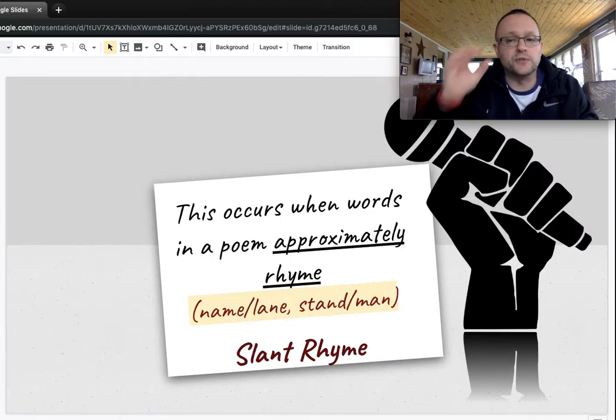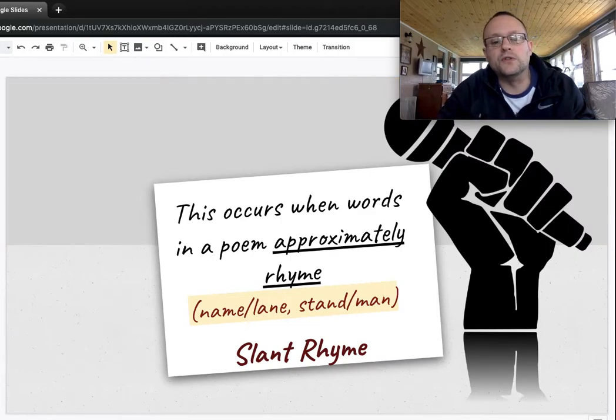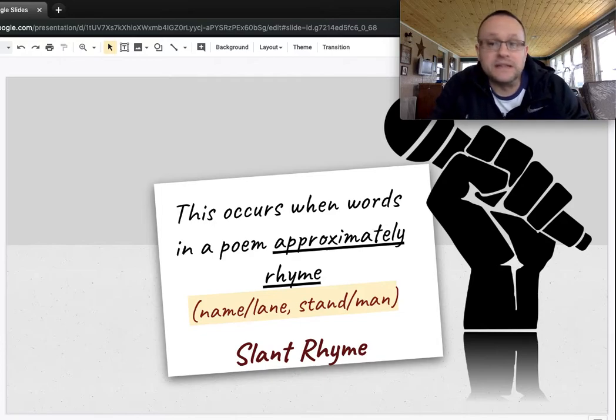Slant rhyme is also called approximate rhyme, where this is when you do have words in a poem that are considered to be rhyming, but they don't necessarily truly rhyme. So if I say the word name and I say the word lane, the M sound and the N sound are clearly different. But when the word's pronounced, especially with that long A vowel, the M and the N are close enough that we consider it to be a rhyming word.